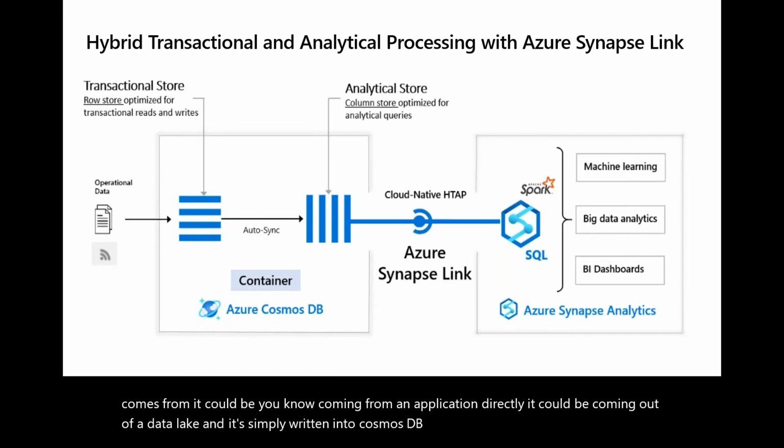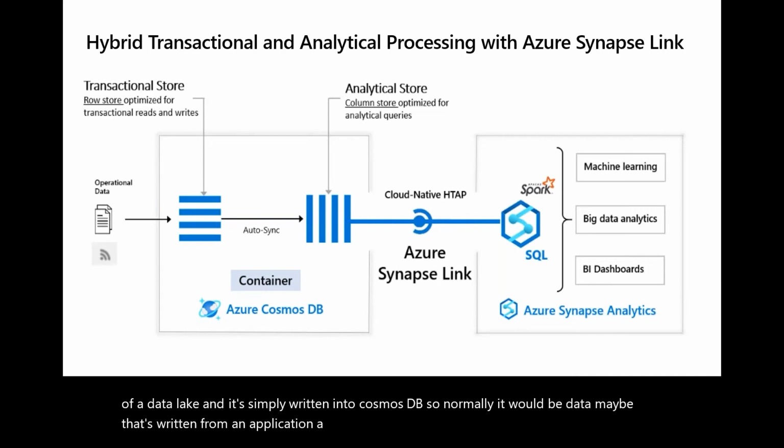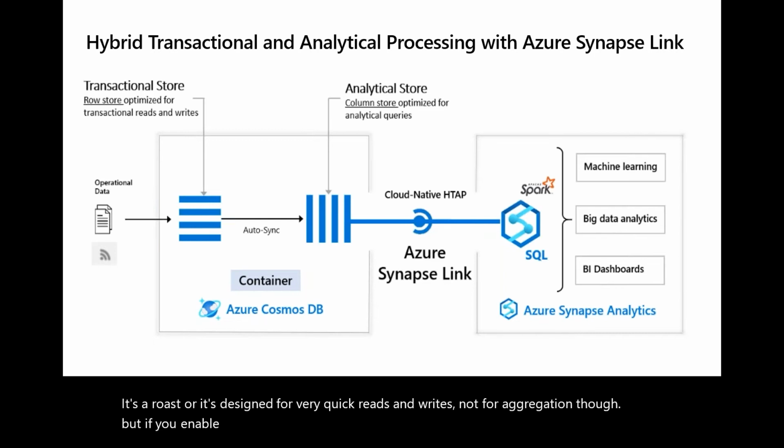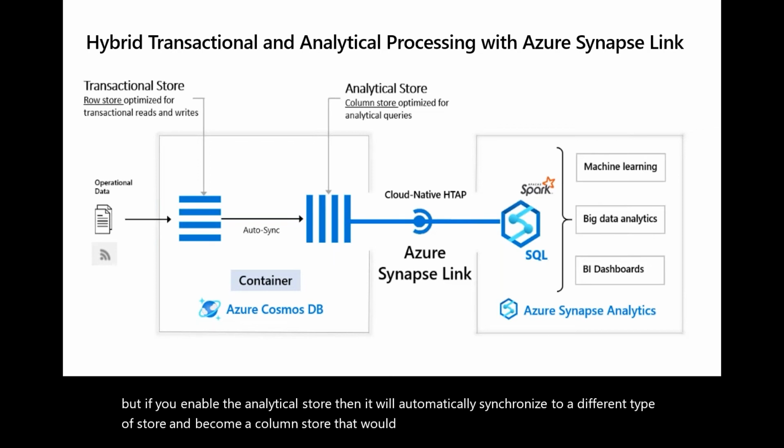So normally it would be data maybe that's written from an application, a website, or some other process, and it comes in as transactional, which means it's row-based. It's a row store that's designed for very quick reads and writes, not for aggregation though. But if you enable the analytical store, then it will automatically synchronize to a different type of store and become a column store that would be ideal for analytical queries and reporting.